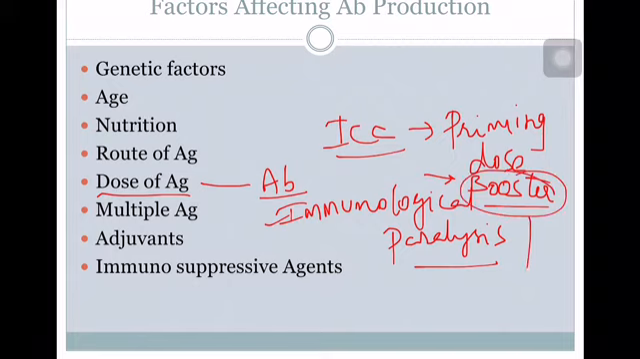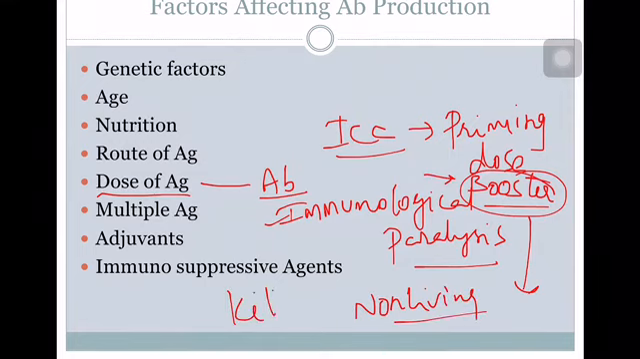Booster doses are generally given for non-living vaccines, that is, killed vaccines. They are given in multiple doses for active immunization, but for live vaccines a single dose is sufficient.